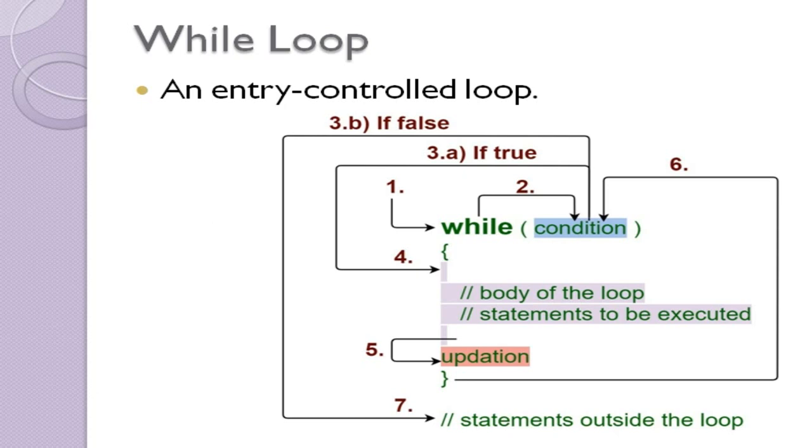What do you mean by entry control loop is, the while loop will check the condition before it enters into the body of the loop. If the condition is true, it will enter, otherwise it will come out of the body of the loop and it will execute the statements outside the loop. So this is the reason for calling it an entry control loop. So you can see the working of the while loop.